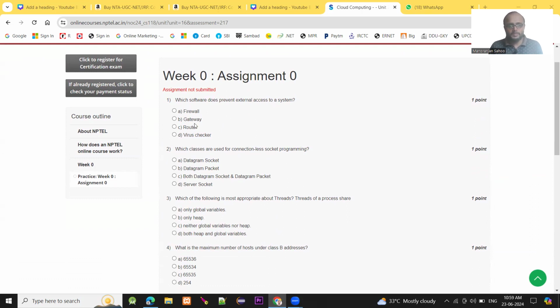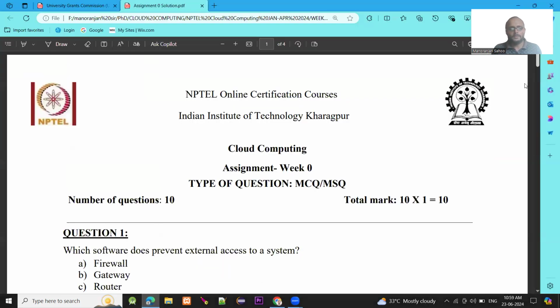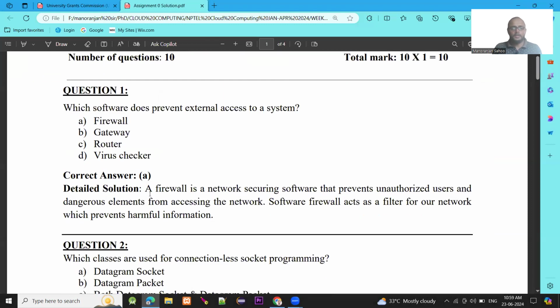Okay, 4 options are given. First is firewall, gateway, router, and virus checker. Here the answer is the firewall, option A. Why is the answer firewall? We can get the answer here. Because a firewall is a network securing software that prevents unauthorized users and dangerous elements from accessing the network. Software firewall acts as a filter for our network, which prevents harmful information.